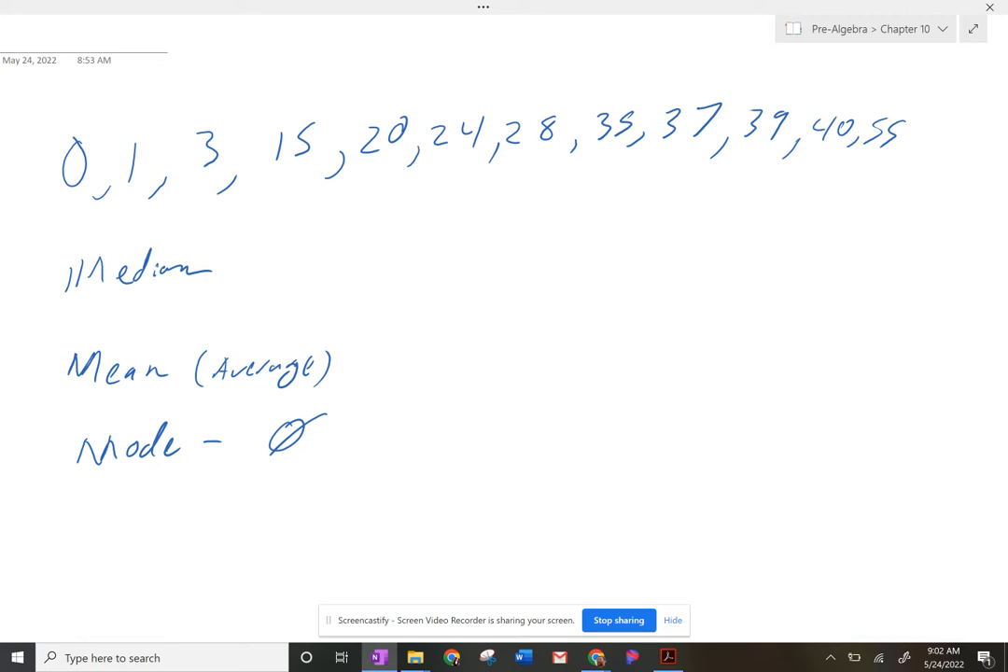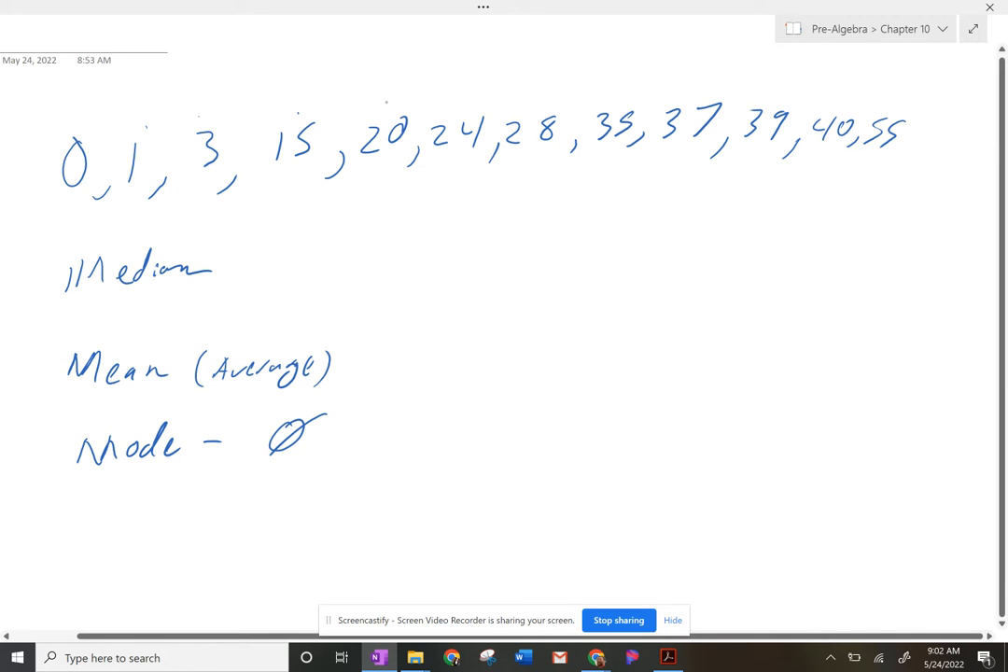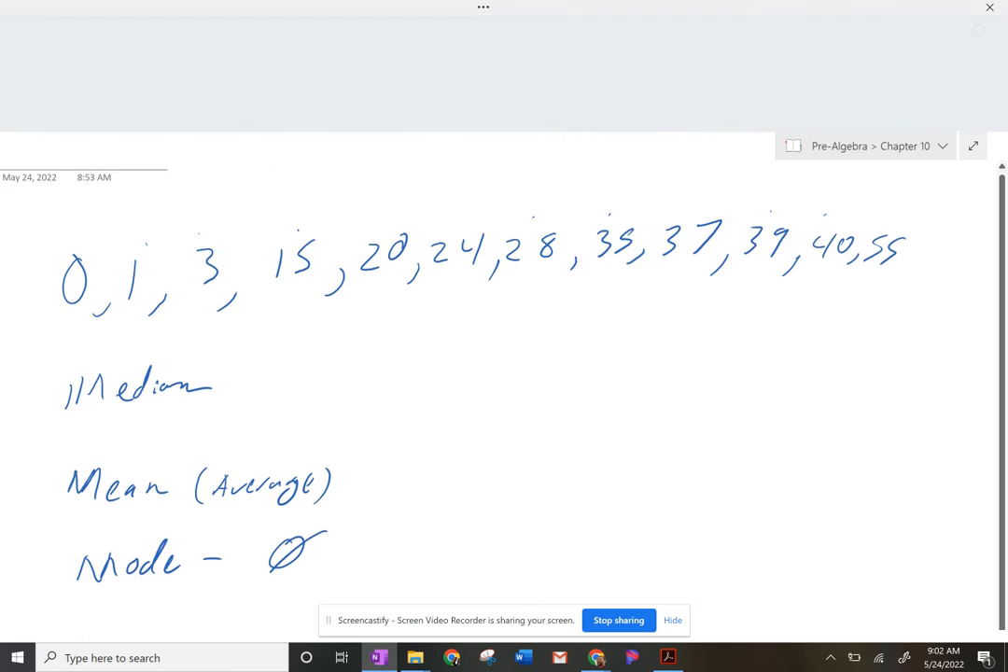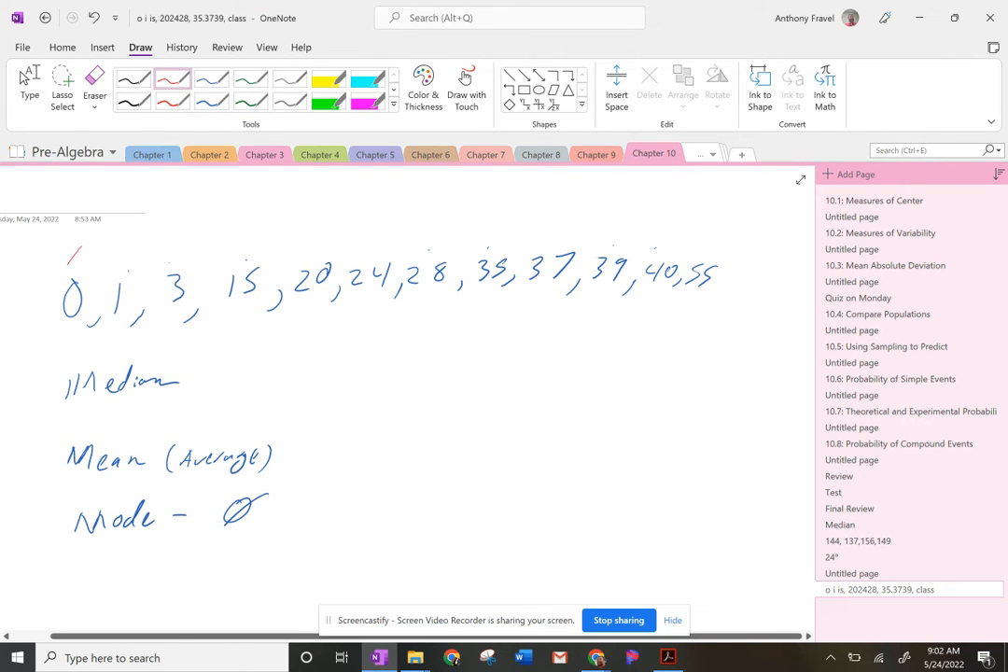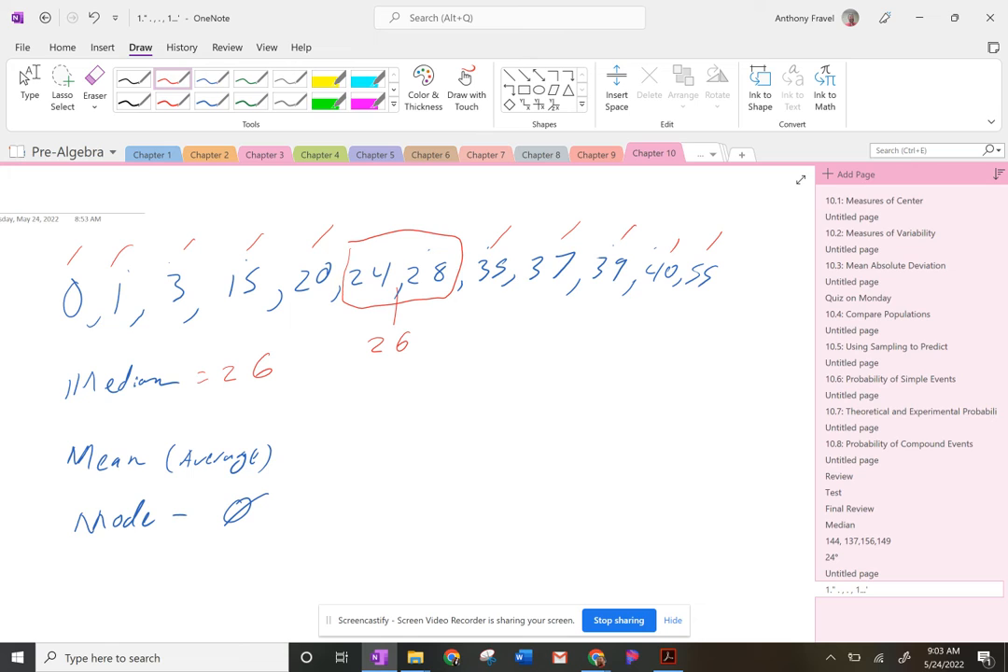The next thing I'm going to do is find the median. So I'm going to count all the numbers. I've got 1, 2, 3, 4, 5, 6, 7, 8, 9, 10, 11, 12. I got 12 numbers. That means it's going to be in between my 6th and my 7th number. If I cross them off from each end, these two are going to be the middle of my numbers. So for my median, I'll add them together and divide by 2. My median is going to be 26. I see on my sheet of paper that both letters A and B have the exact same median.